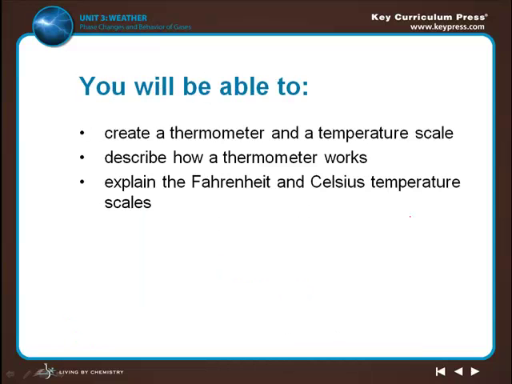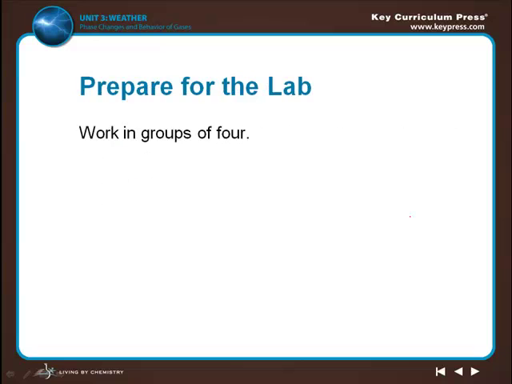Now, for measuring temperature, we're going to look at creating a thermometer and a temperature scale. You'll be able to describe how a thermometer works and explain the difference between the F and the C, Fahrenheit and Celsius temperature scales. So to do this, you're going to work in groups of 4 people. In your group of 4 people, you're going to be using a number of different beakers. They can be 250 milliliter beakers or larger ones. You're going to be using a thermometer that you're going to create. To create a thermometer, you're going to take a container like this, like a smell vial. You're going to take a rubber stopper with 1 hole in it.